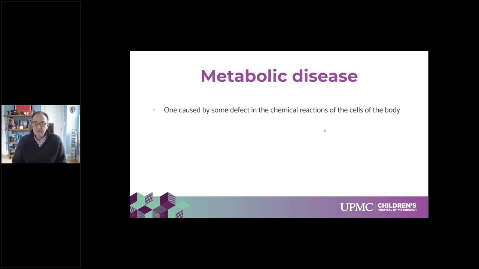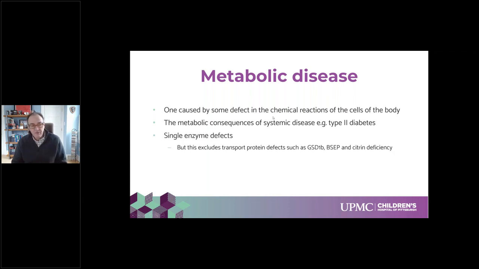So metabolic disease, if you look at the definitions in the dictionary, one will say one caused by some defect in the chemical reactions of the cells of the body, which pretty much covers all diseases. An adult definition would be the metabolic consequences of a systemic disease like type 2 diabetes, but this is often what adult physicians refer to as metabolic syndrome. But we are really focused on single enzyme defects and single gene defects.